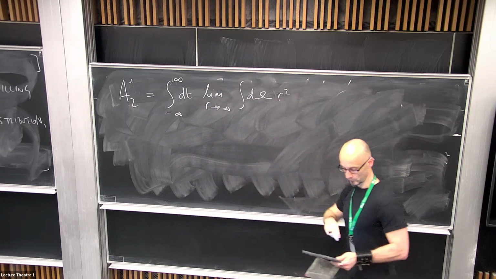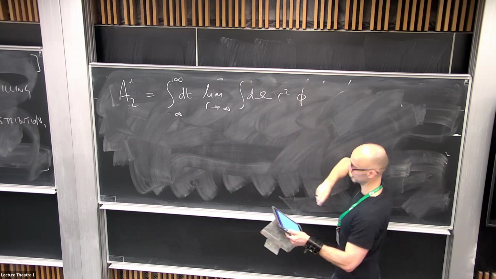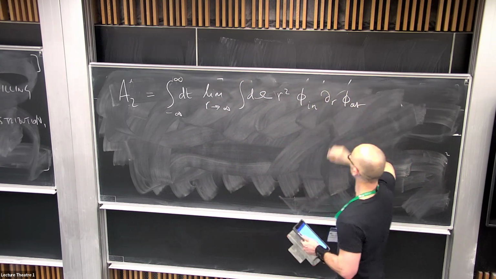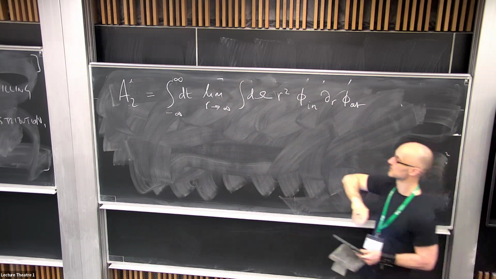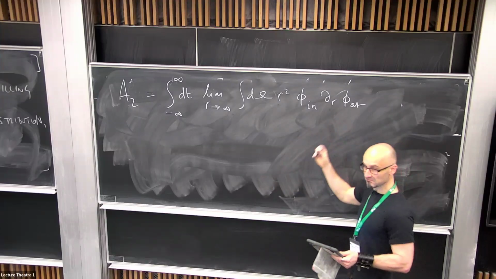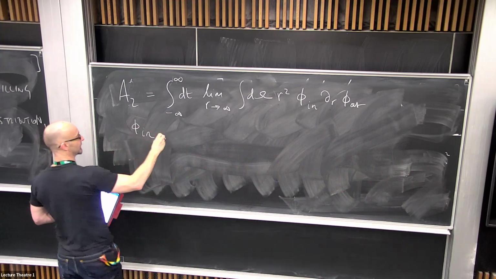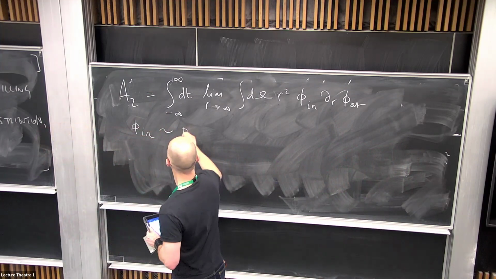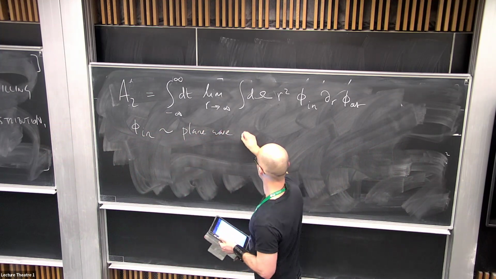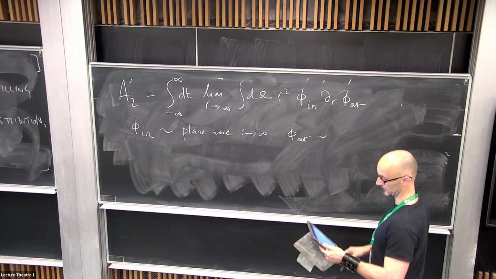R squared in spherical coordinates. I assume, for the sake of writing it down, that this metric is asymptotically flat. And of course it looks like that. Spherical measure, large R, derivative. And you want to evaluate this on something phi in, which looks like a plane wave as R goes to infinity, and phi out, which of course is going to be some kind of spherical wave.